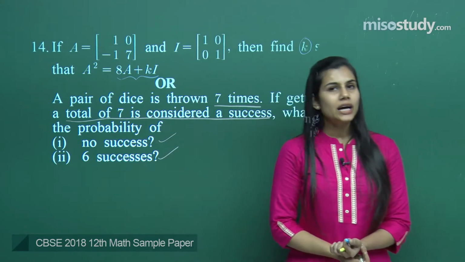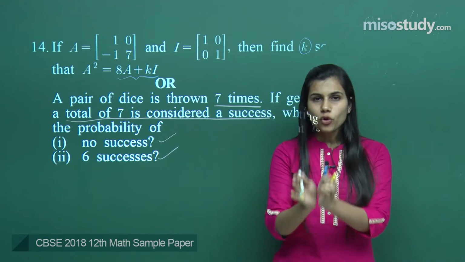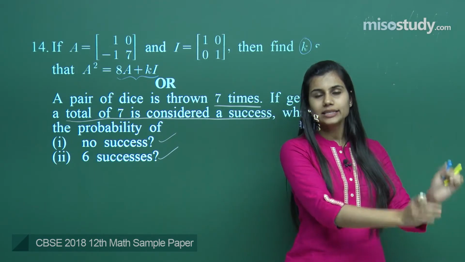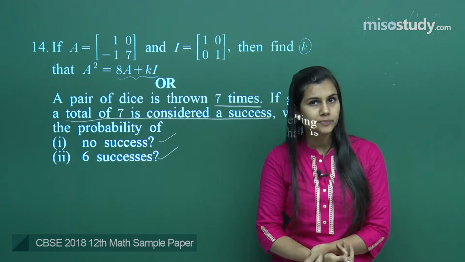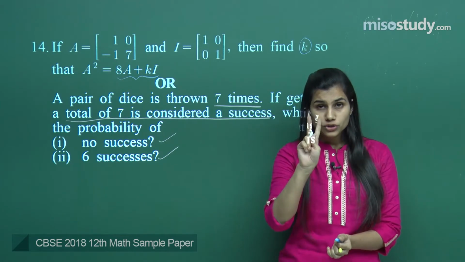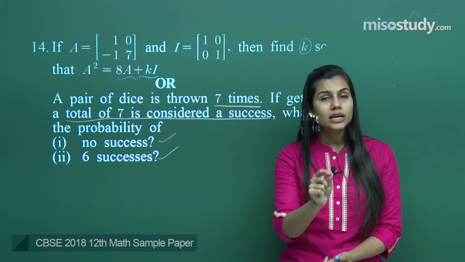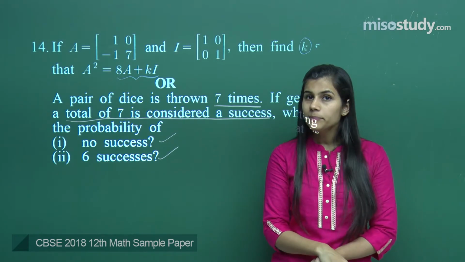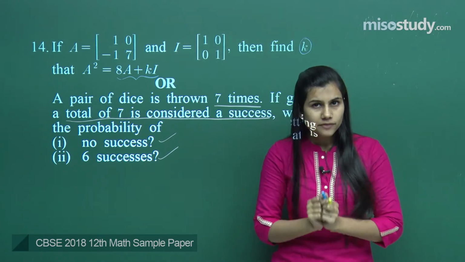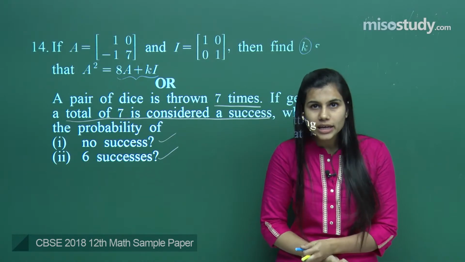There is a pair of dice which you have, and it is thrown once, then twice, then thrice, and so on till a 7th time. Obviously, because you are throwing 2 dice basically, each of the dice is giving you some outcome. So when you are throwing a pair of dice, you are getting outcomes on both the dice.